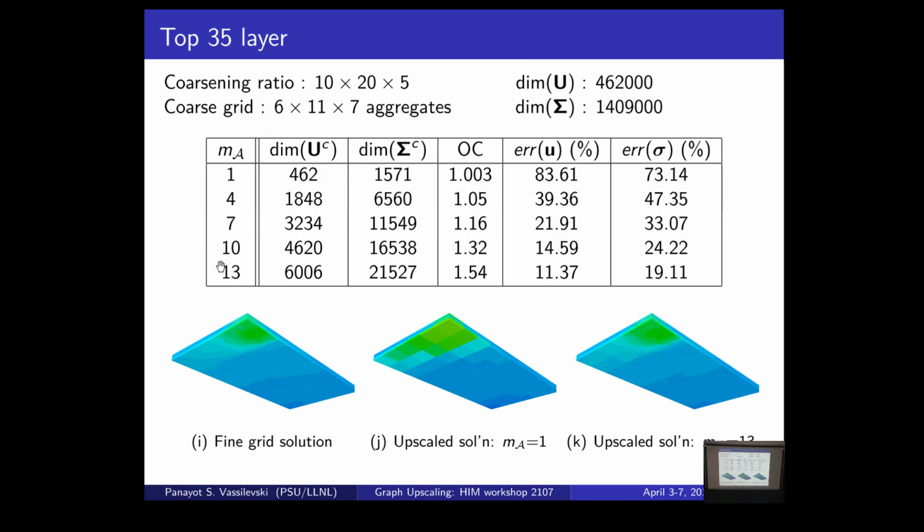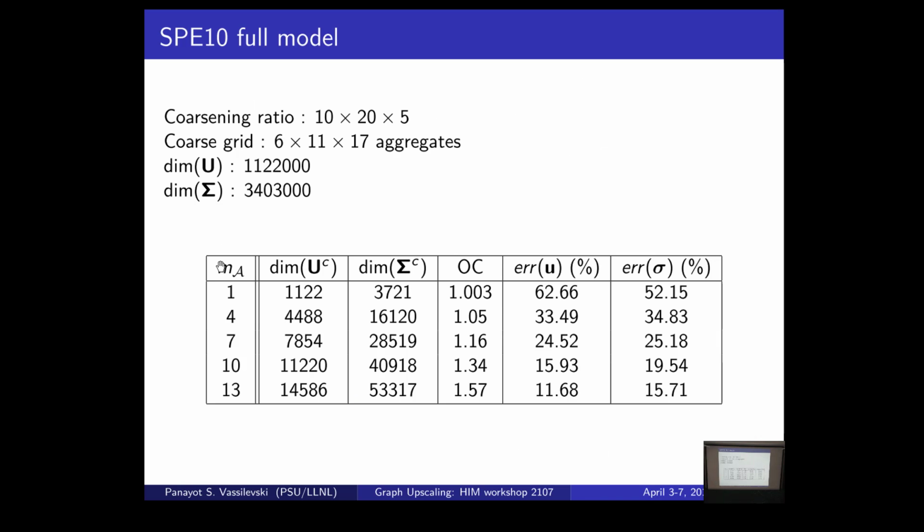Okay, the first example, this is the degrees of freedom per aggregate. These are the original size, and this is the reduced dimension. These are the operator complexity. So this one requires 54% memory of the original one. And these are the errors for the pressure in this case, and this is for the so-called velocity in the finite volume discretization. All right, it's not that great, but it's good, I would say.